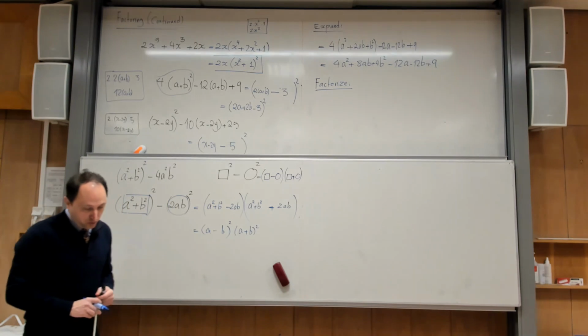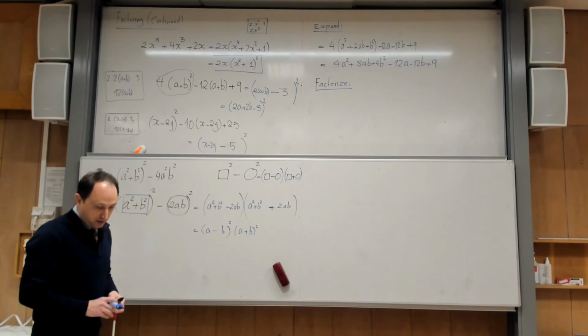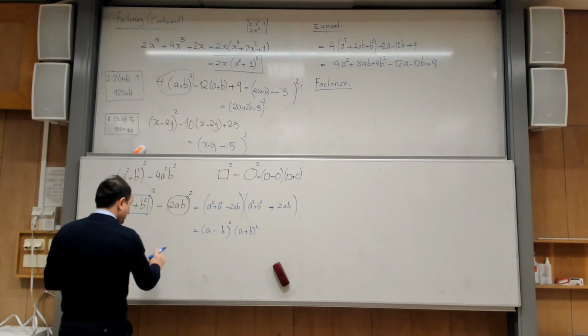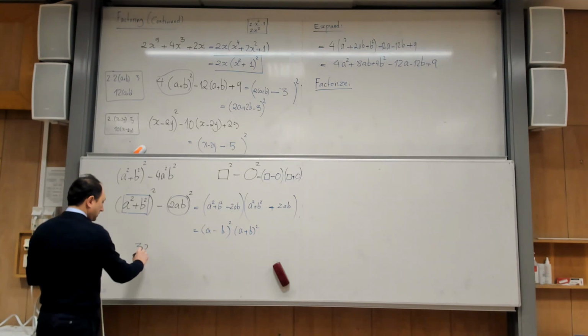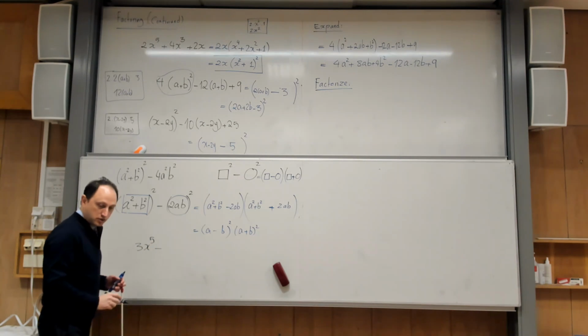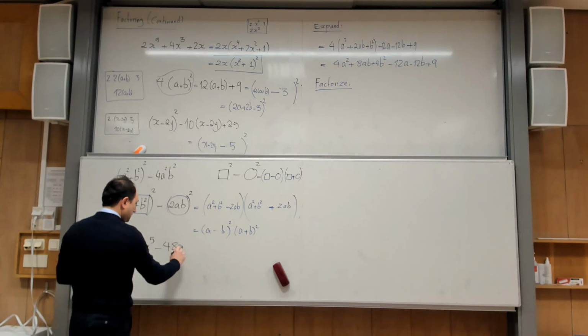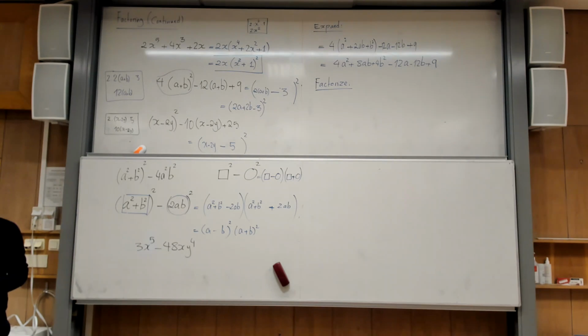Okay, let me give you another example. So what do you think about this? 3x to the power of 5 minus 48xy to the 4. How can I factorize this?